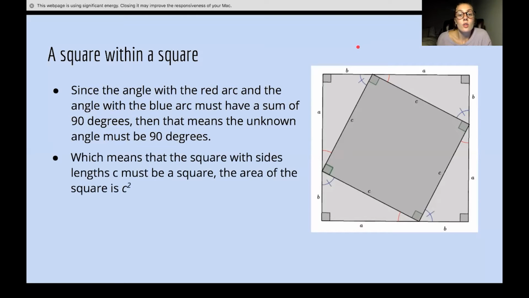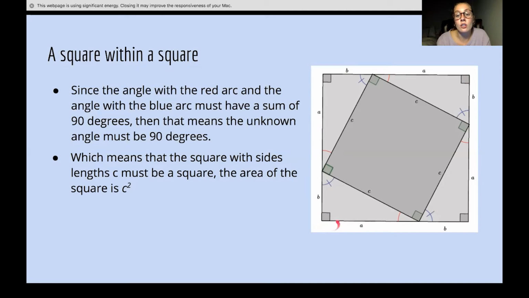Which means that the square with the sides of length C must be a square. And the area of the square is C times C, which is also C squared. So when we've seen these angles, we have corresponding angles right here. Even if we didn't pay close attention to these green squares, we know that these corners have to be 90-degree angles because it is a big square. The outskirts is just a big square.